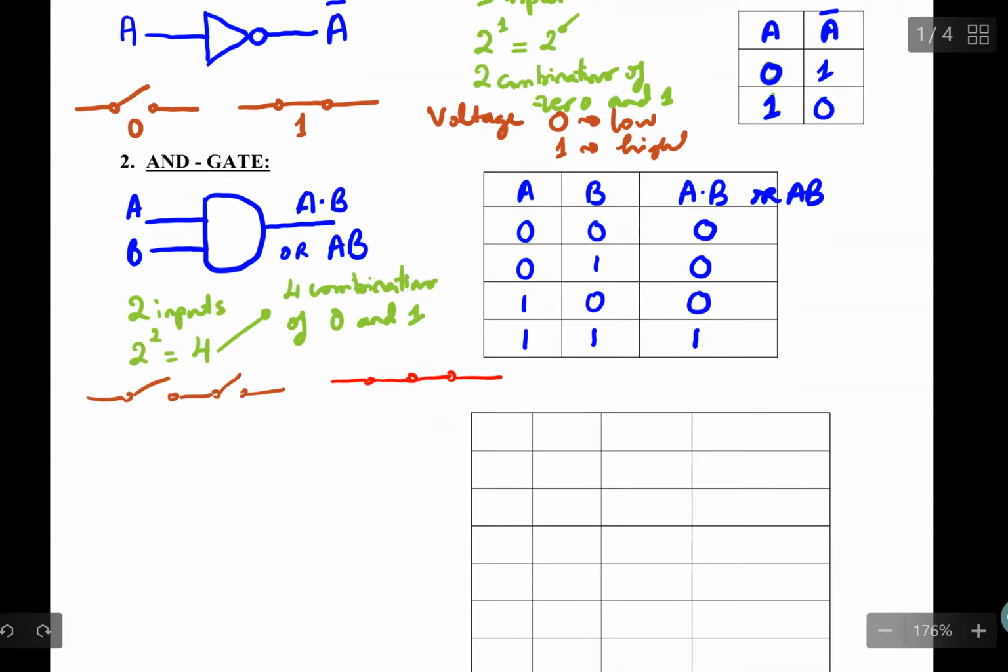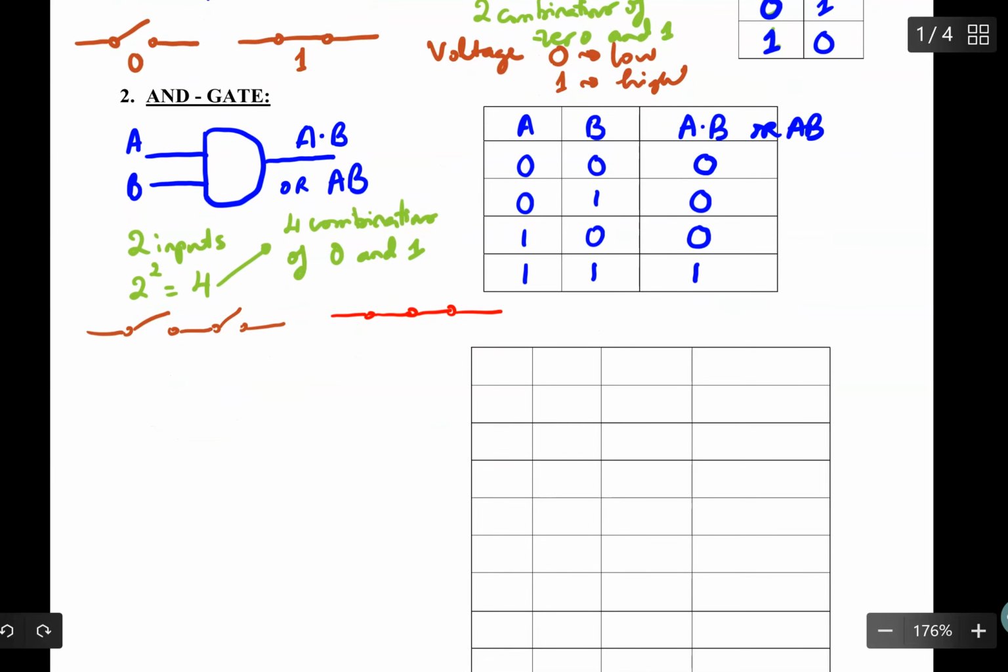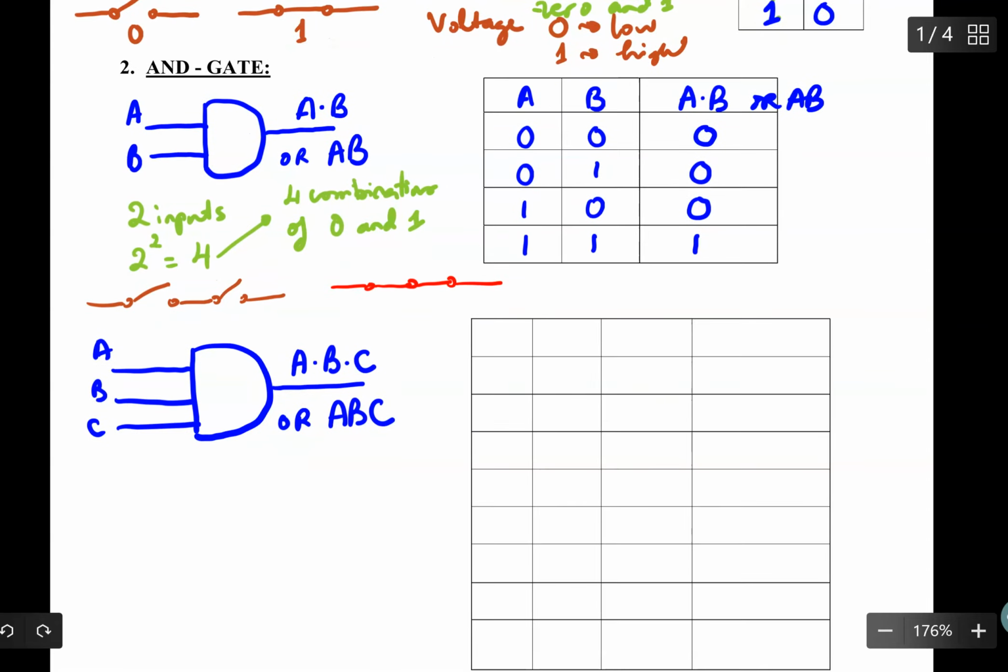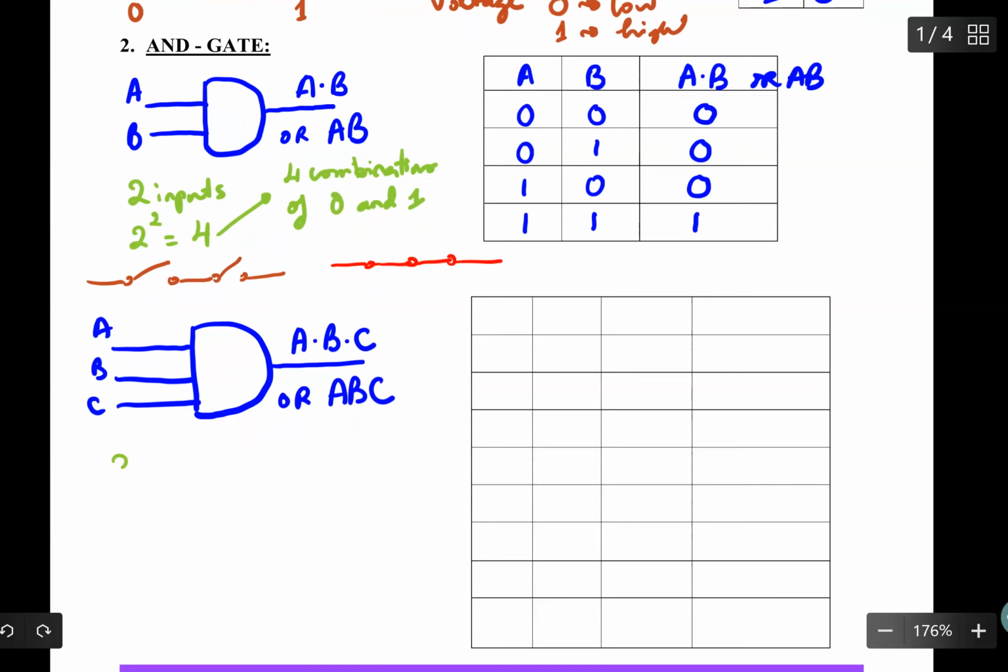Okay, so let's move on to the AND gate, but this time I will draw it with 3 inputs. I will put A, B, C. The Boolean expression for this AND gate with 3 inputs should be A dot B dot C, or you can write that with just ABC. Again, we will analyze the combinations of 0 and 1. So you have 3 inputs.